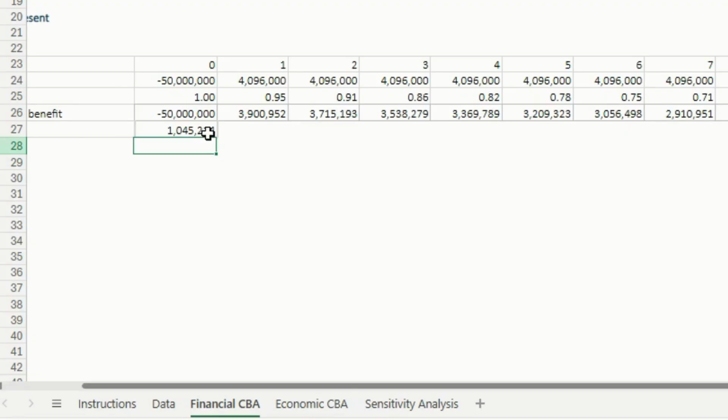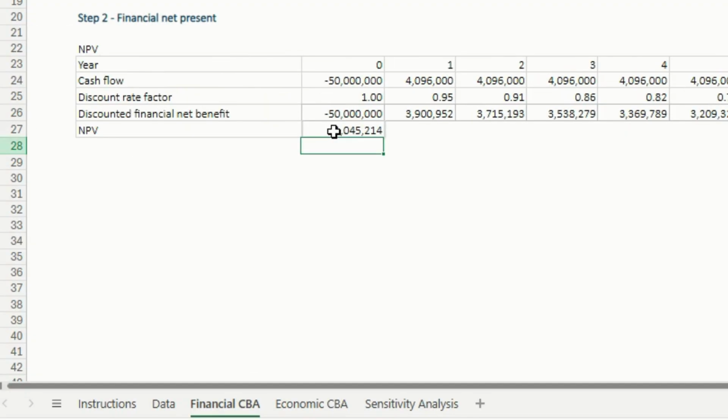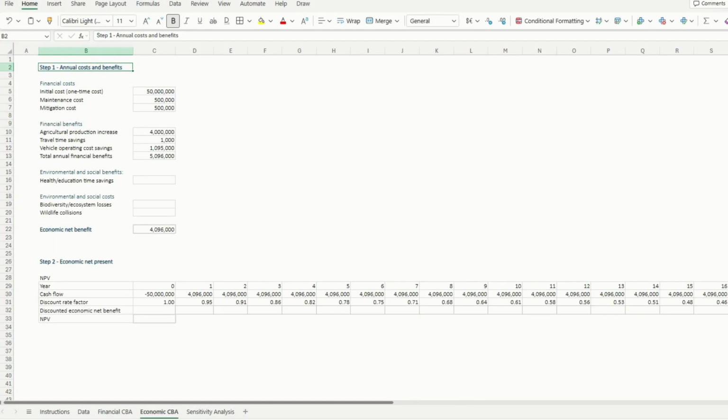So the result that we obtain is a positive financial net present value, which means that from this narrow financial perspective, paving the road looks like a worthwhile investment. Okay, so now we expand the analysis to include social and environmental impacts.